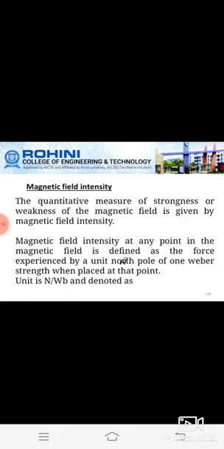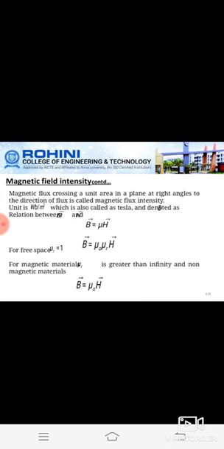Next, magnetic flux density: the total magnetic lines of force, that is magnetic flux, crossing a unit area in a plane at right angles to the flux. We call that magnetic flux density, denoted as B vector, which is a vector quantity. We measure it in Weber per square meter, and also we can use the Tesla. This is similar to the electric flux density, that is D vector, in electrostatics.